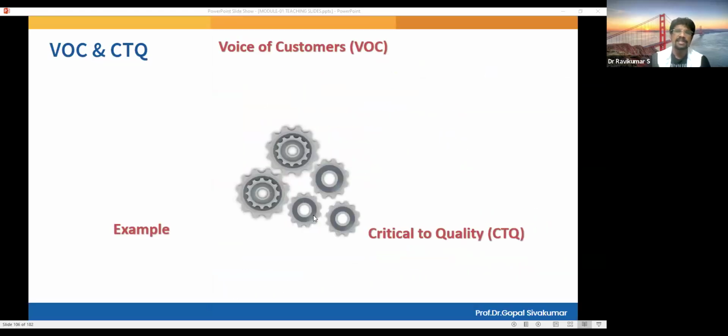So the voice of the customer is generally not specific. It is not measurable. It cannot be understood easily. But it is your job to convert that into more understandable, more specific, and easily measurable data.